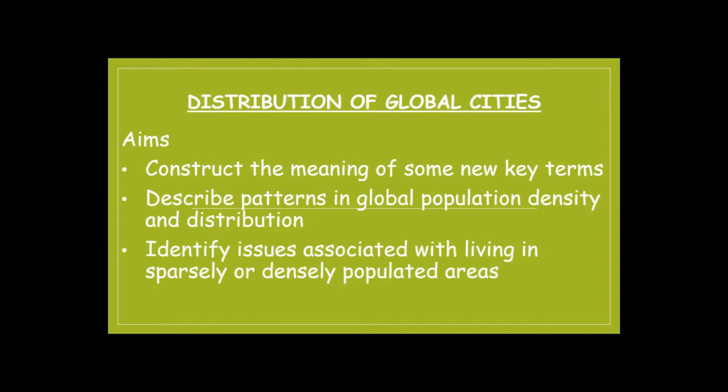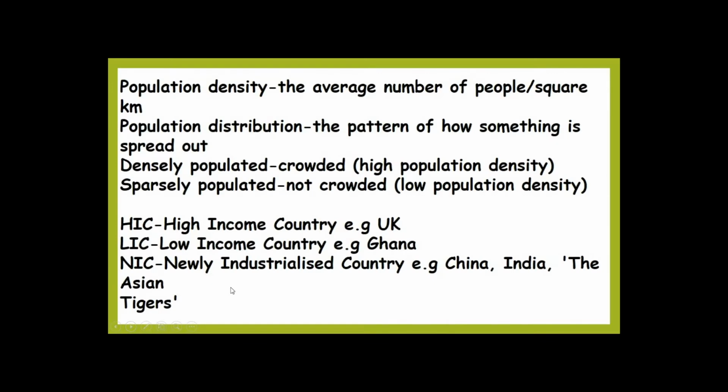Okay, so first off, you're going to need the meaning of some new key terms. Some of these might be familiar, in which case you don't have to write them down, but some of them will be brand new. So we've got population density. This is the average, that's the most important word, the average number of people per square kilometre, okay? And then what that tells you is how crowded an area is. Areas either have a high population density, so they are densely populated, that means they're crowded, or they have a low population density, that means they're not very crowded, they're sparsely populated. And that's what these two are here for.